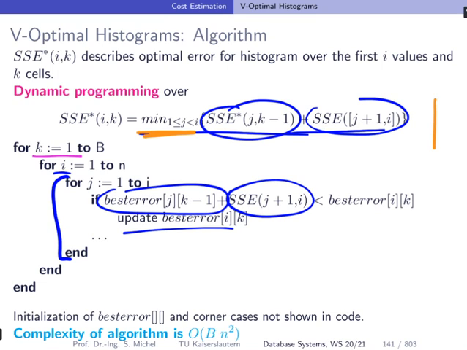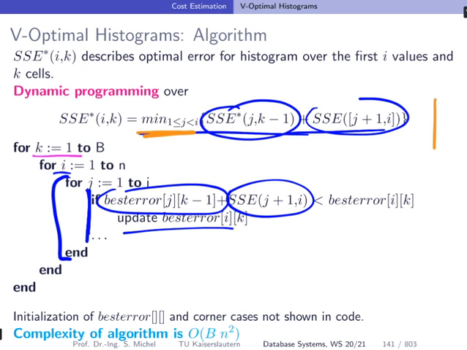What is not shown here is that you have to keep track when you're finding these best errors. For each of these iterations, for i and k, you have to also remember what was the best choice, what was the best j, in order to really specify the histogram in the end, because the algorithm here would only give you the best SSE star, but would not tell you explicitly what are the boundaries that you have decided.